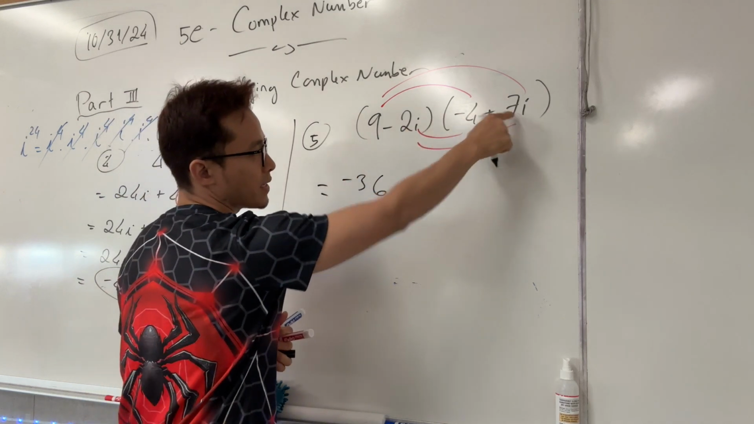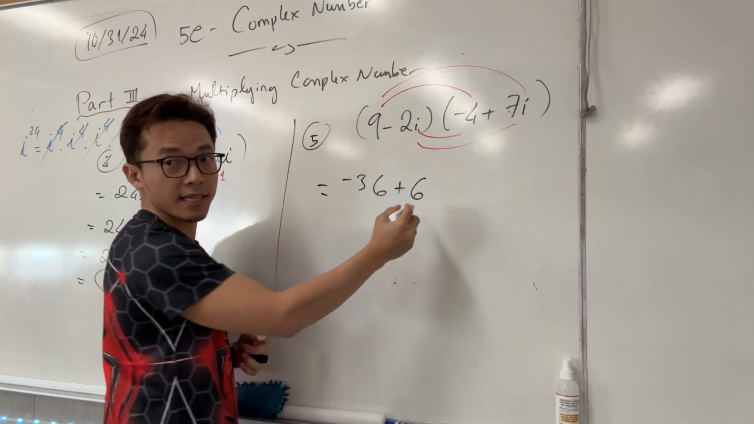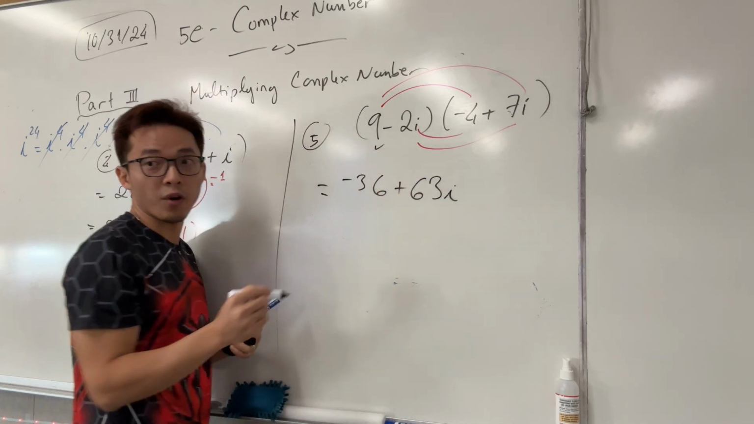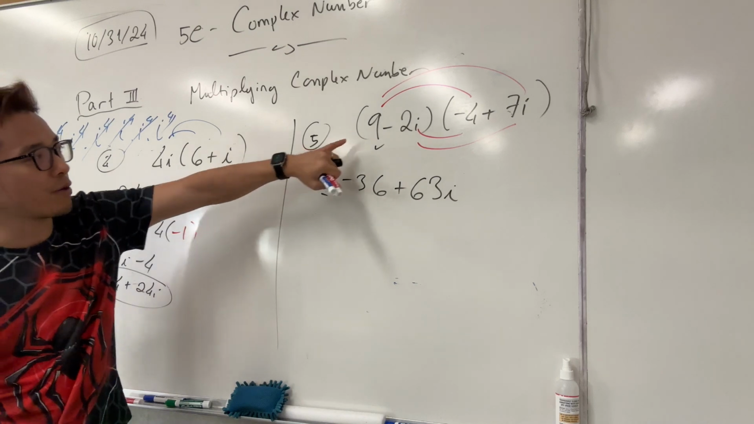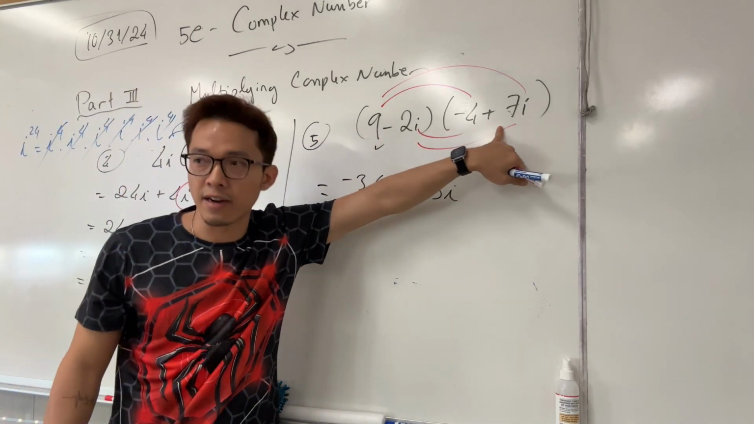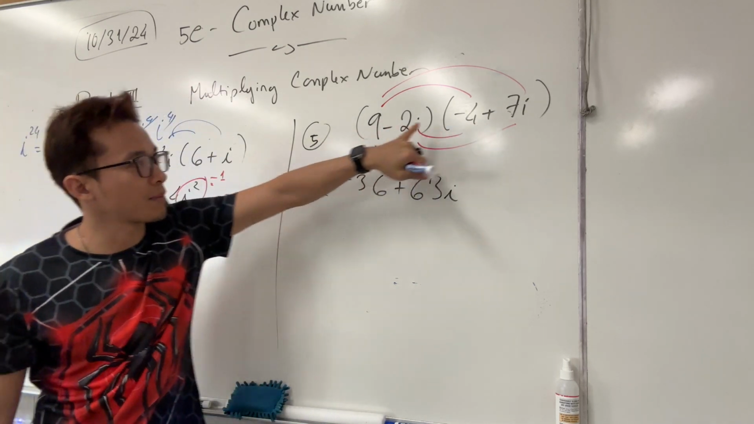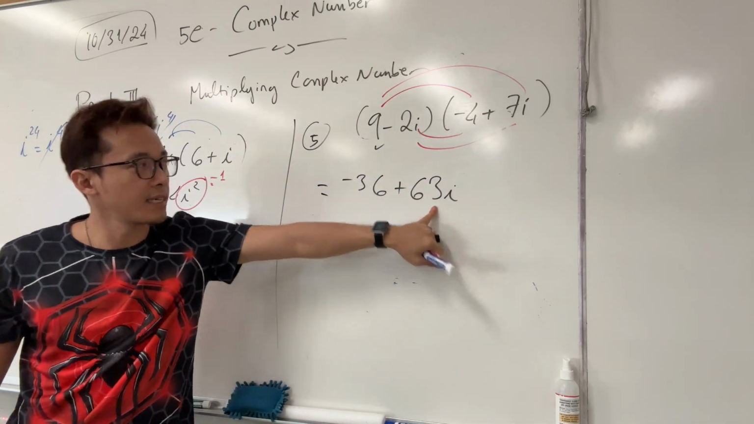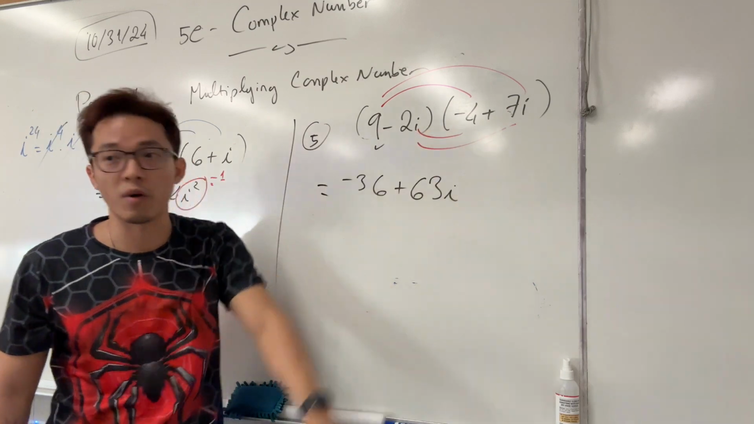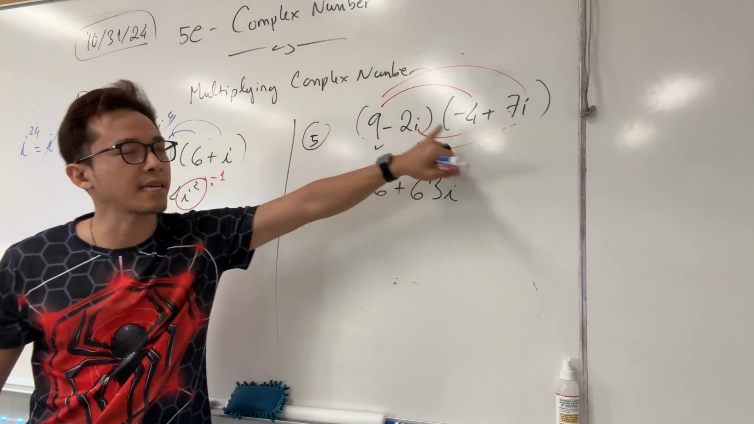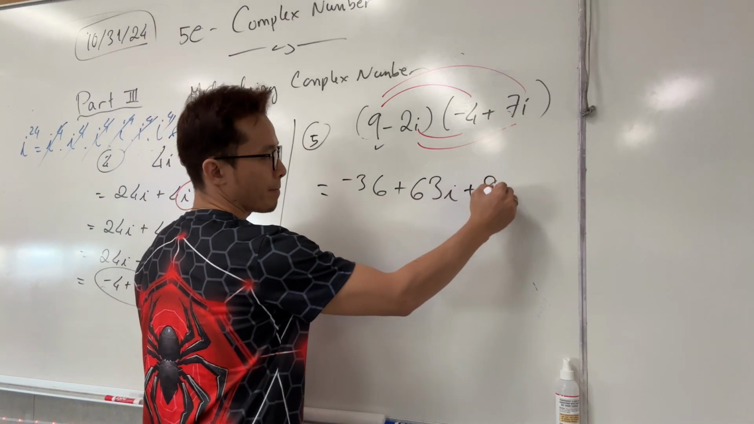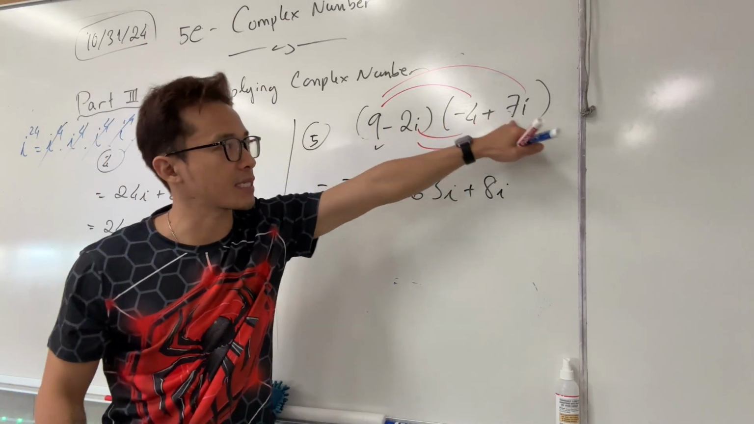9 times 7i, 63i. Right? We do FOIL. We distribute. You're going to distribute every single thing here to every single thing over here. That's what you want to do. So 9 times -4, -36. 9 times 7i, 63i. Now next, -2i times -4. Very good. -2i times 7i.